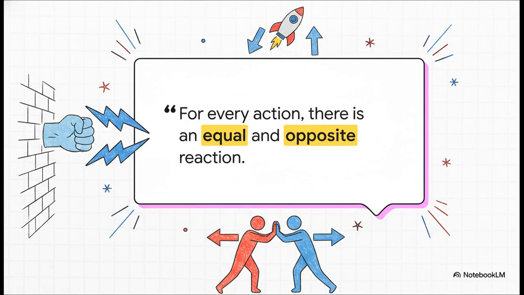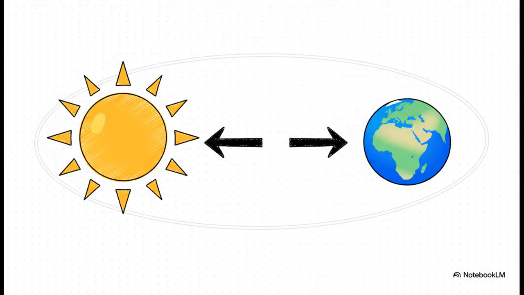For every action, there's an equal and opposite reaction. The two words to really lock onto here are equal and opposite. It means forces always, always, always come in pairs. You literally cannot push on a wall without the wall pushing back on you with the exact same amount of force. And this isn't just for pushing on walls.